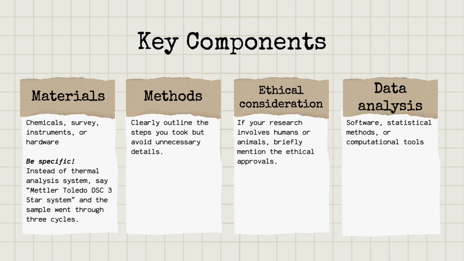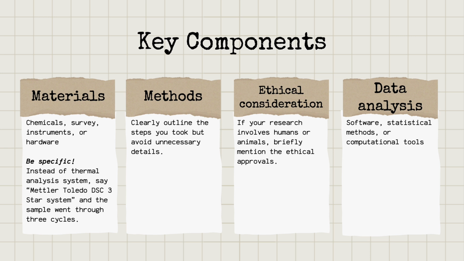Materials. What did you use? This includes chemicals, software, surveys, instruments, or even specific hardware. Be specific. Instead of saying a thermal analysis system, say, for instance, the model of the system, and that the samples went through 3 consecutive cycles.